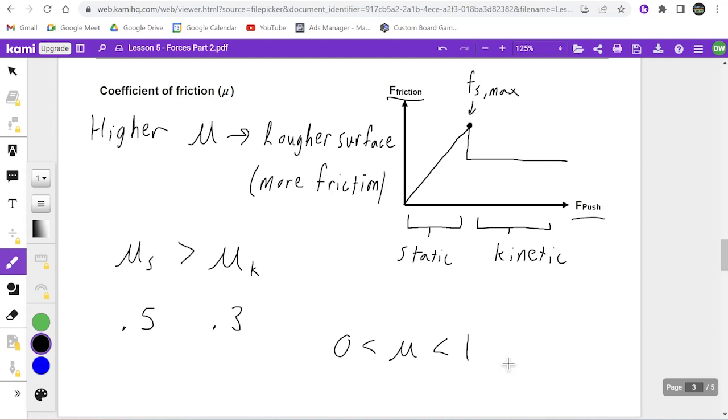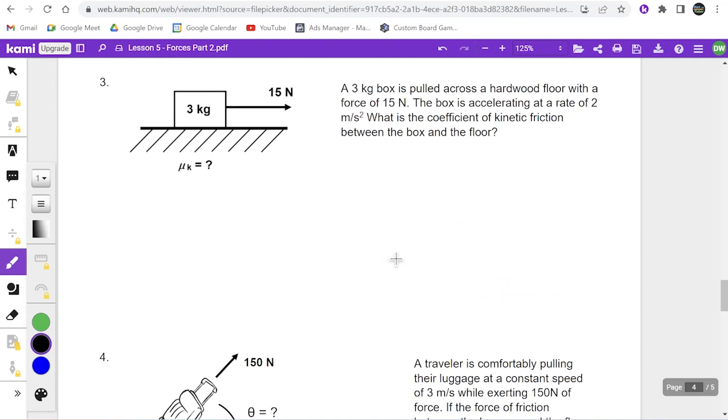Okay, excellent. We're on to number 3. A 3 kilogram box is pulled across a hardwood floor with a force of 15 newtons. The box is accelerating at a rate of 2 meters per second squared. What is the coefficient of kinetic friction between the box and the floor?